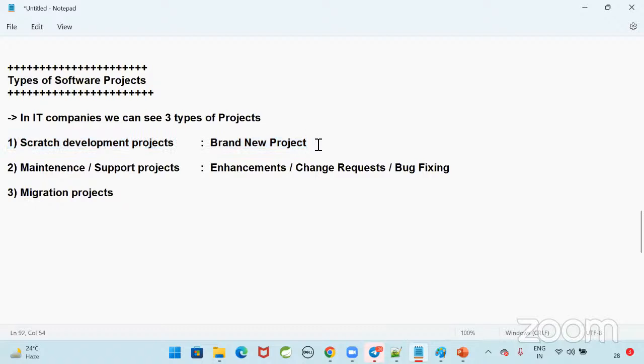Okay. If you go for a maintenance project, code is already available, developed by somebody. You need to make the changes in the existing functionality. You need to make the changes to the code which is developed by somebody. It is difficult. Writing the code from the scratch is easy. Modifying somebody's code is difficult.